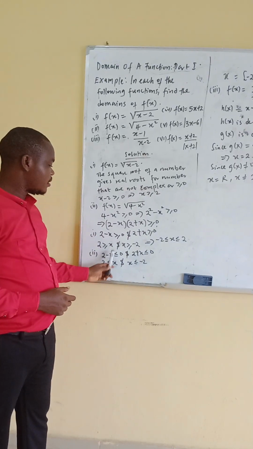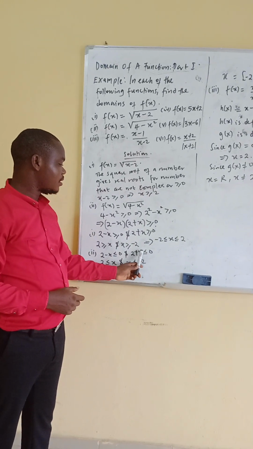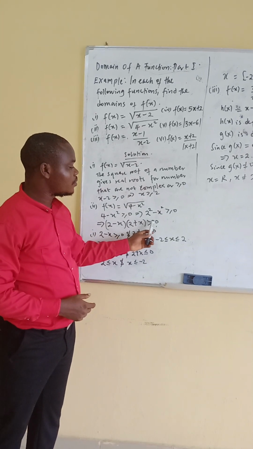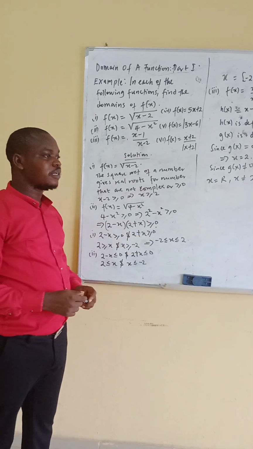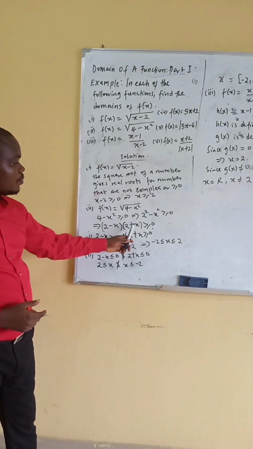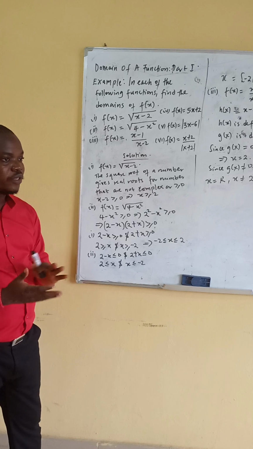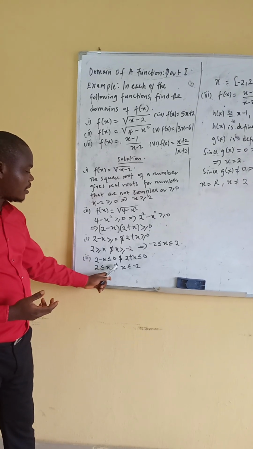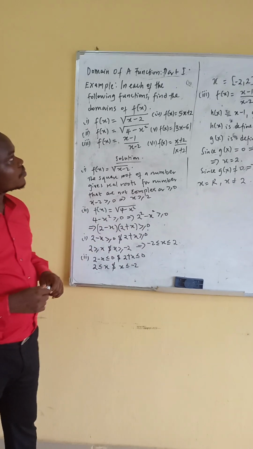Now, 2 minus x less than or equal to 0 and 2 plus x less than or equal to 0, because if you have two numbers multiplied together giving you greater than or equal to 0, it simply means the two numbers have the same sign. Multiplying the two, the two of them must be either both positive or both negative. So you have 2 is less than or equal to x and x is less than or equal to minus 2.